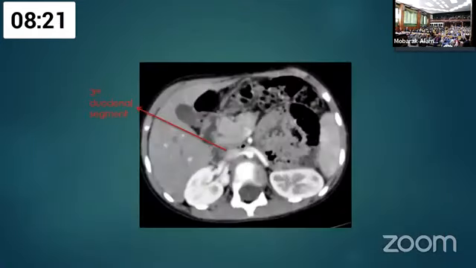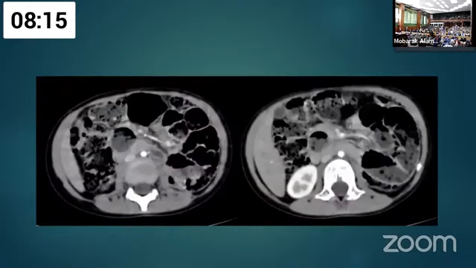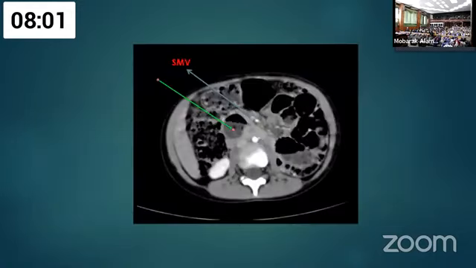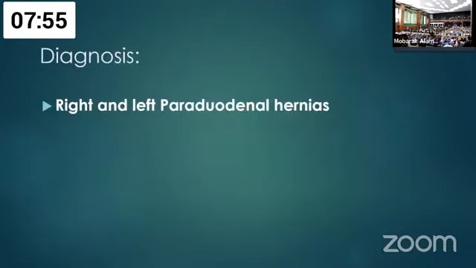What is on the right here? We see the transverse part of the duodenum, which is the third duodenal segment. Infralateral to the third duodenal segment, we see another bowel loop herniated here, causing anteromedial compression of the superior mesenteric vessels. The diagnosis in this case is left and right paraduodenal hernia.